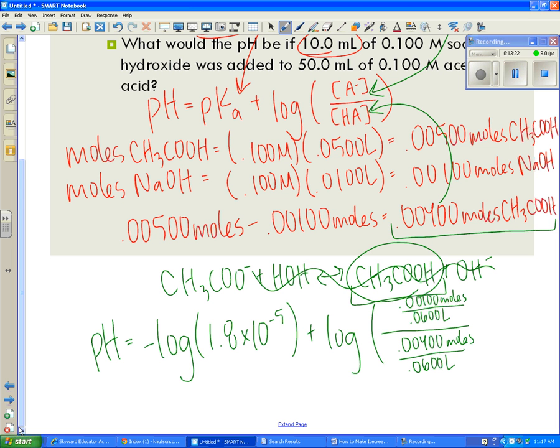If we take 0.06 divided by 0.06, what happens to the 0.06? It just cancels out. So because we're dividing these two values, we can use mole values as opposed to molarity, and it's going to give us the same answer in the end. Technically, yes, they should be in concentrations, but let's save ourselves a little bit of work. Just plug in moles.